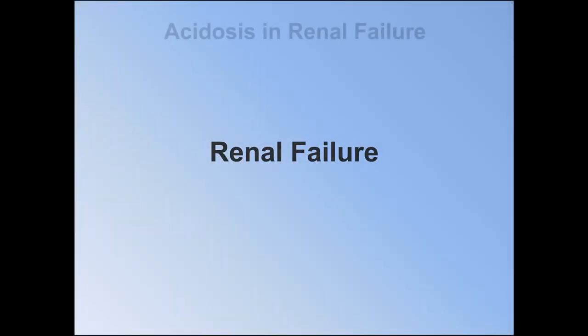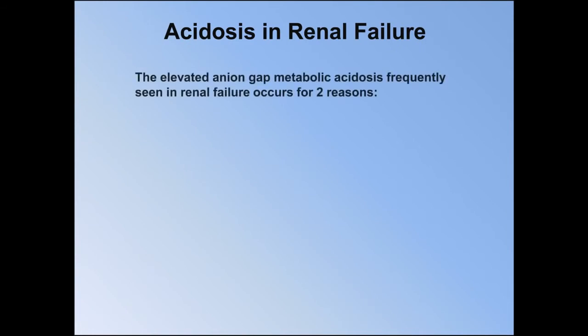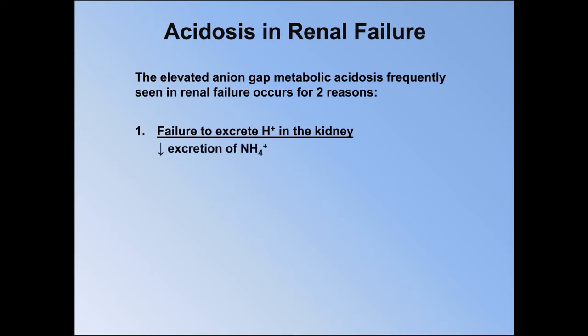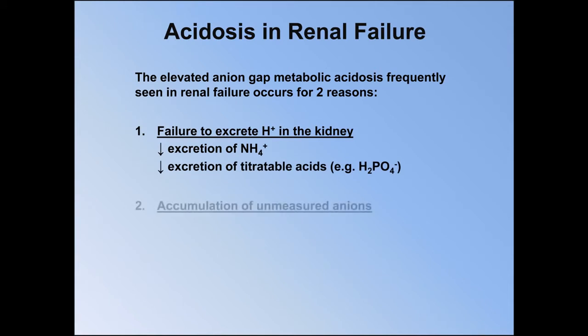Renal failure. The elevated anion gap metabolic acidosis frequently seen in renal failure occurs for two reasons. First, there is failure to excrete hydrogen ions in the kidney. This is due to decreased excretion of ammonium ion and decreased excretion of titratable acids, predominantly phosphoric acid. The second reason is the accumulation of unmeasured anions. These include phosphate, sulfate, urate, and hippurate.